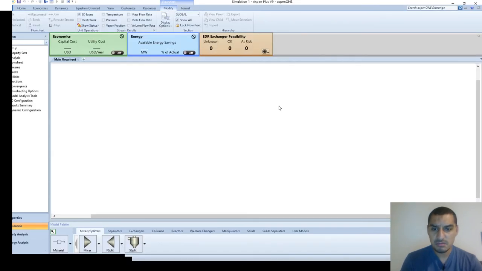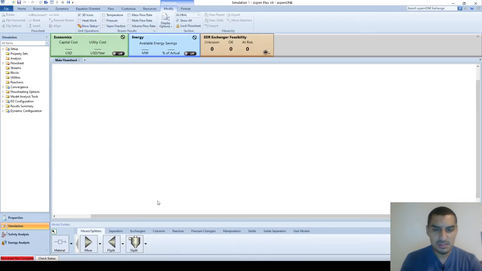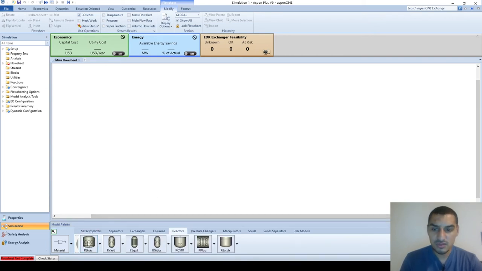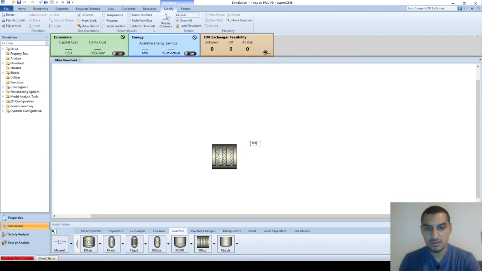I'll just maximize this window now, until I need the rest of the windows. So again, we will go to reactors. We have already talked about the ideal reactors, and we need to go for this one, the plug reactor. I'm going to call it PFR, and I'm going to connect one feed stream here and one product stream here.